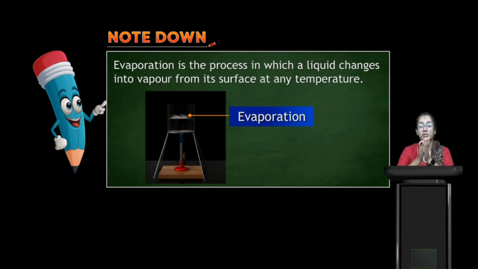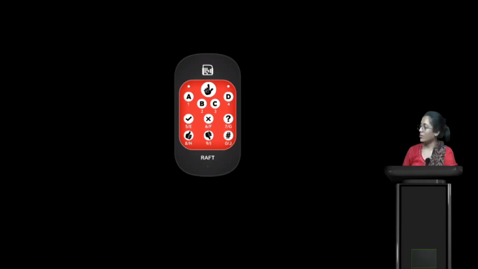Why does this happen? Because the water turns into water vapor. In the case of evaporation, we don't have to heat it. It will automatically become water vapor. So this phenomenon is known as evaporation. Clear, everyone?